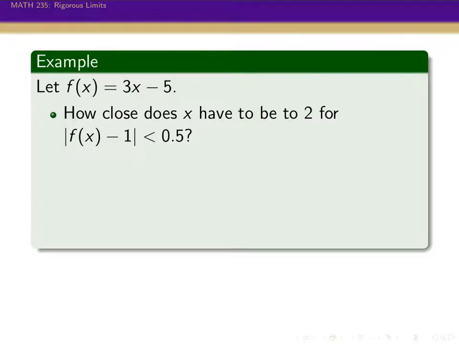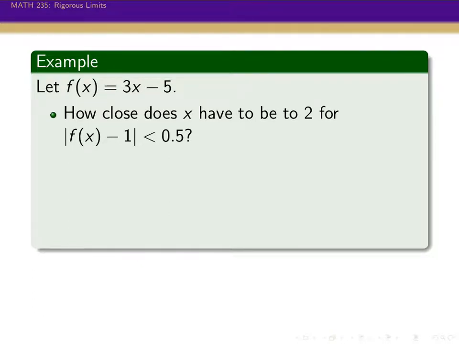Okay, so let's try and make this tangible with an example. We're actually picking values for epsilon and finding a value for delta. Okay, so example, we're going to start with a real simple function, just the line 3x minus 5. And so the question is, how close does x have to be to 2 for the absolute value of f of x minus 1 to be less than 0.5? So what's playing the role of epsilon here?